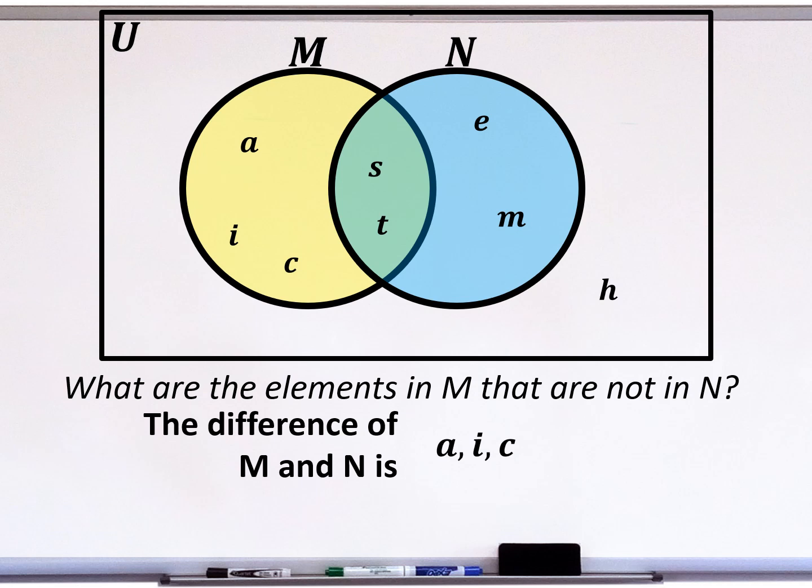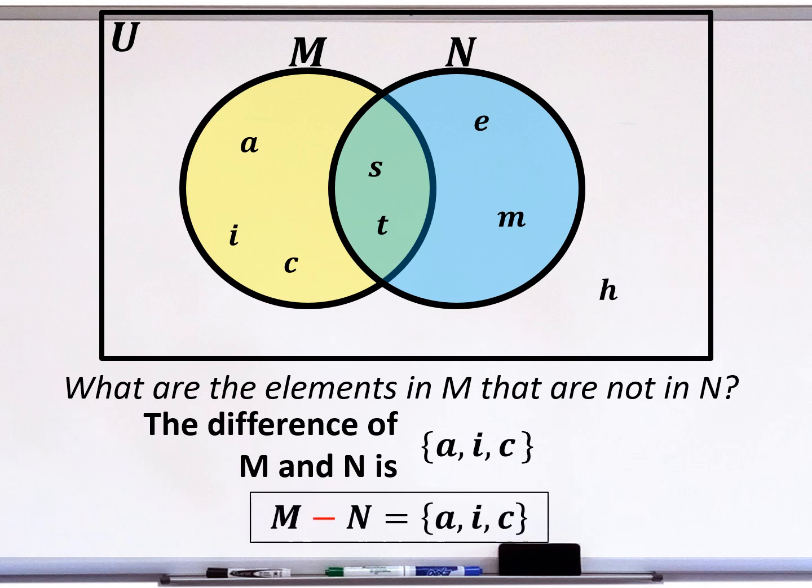So if you're going to write the answer to the given operation, it should be written in roster notation. The difference of M and N is A, I, and C. Mathematically speaking, when we say difference, we are talking about the minus sign, and it is somewhat related. It can be used in the concept of sets. Therefore, M minus N is equal to A, I, and C. That is how we write the given set mathematically.